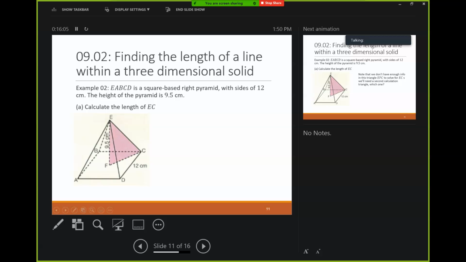So the first thing we want to find is EC. Do we have enough information to find EC directly? No. So clearly I've drawn in a calculation triangle. What piece of the calculation triangle am I missing? FC, right? We're looking for EC. To find EC, we need FC first. Everybody good with that? Okay. So how can I calculate FC?